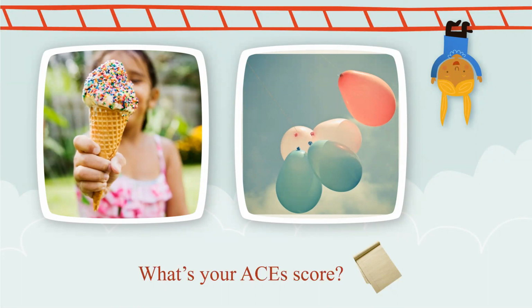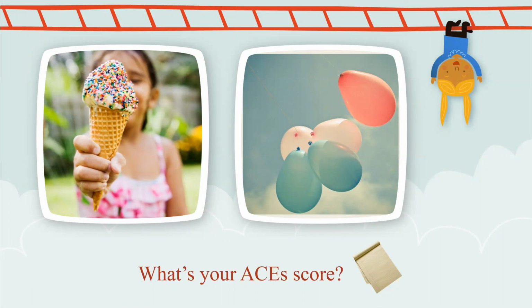Question 1: did a parent or other adult in the household often or very often swear at you, insult you, put you down, or humiliate you, or act in a way that made you afraid that you might be physically hurt? If you can answer yes to this question, you would give yourself a 1. Question 2: did a parent or other adult in the household often or very often push, grab, slap, or throw something at you, or ever hit you so hard that you had marks or were injured? Again, if you can answer this yes, you would give yourself a 1.